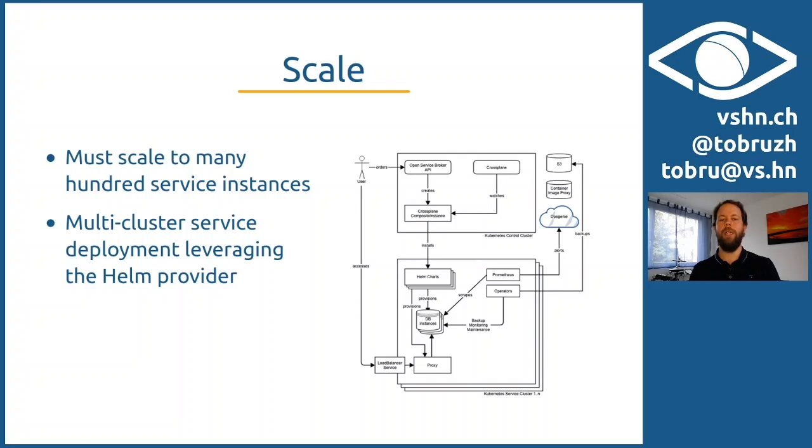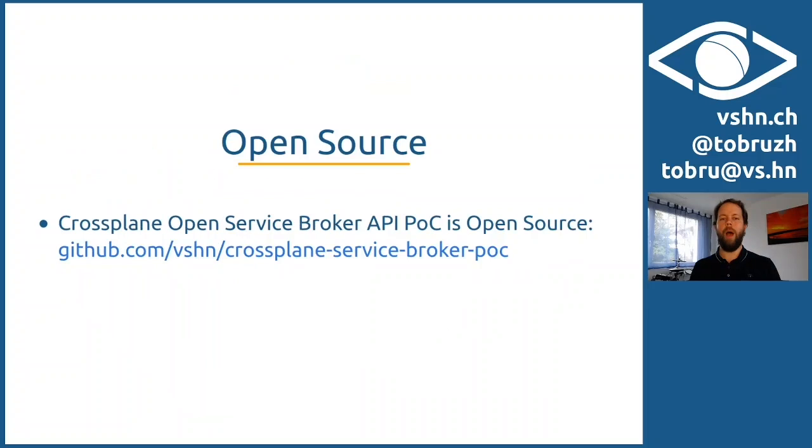As the Helm provider still lacks some features, like handling connection secrets, the Open Service Broker API application still has to connect to the service clusters to get more details about the service. This for sure will get improved over time, so that no access to the service clusters except for Crossplane itself is needed anymore. Our Crossplane Open Service Broker API compatible application is open sourced on GitHub.